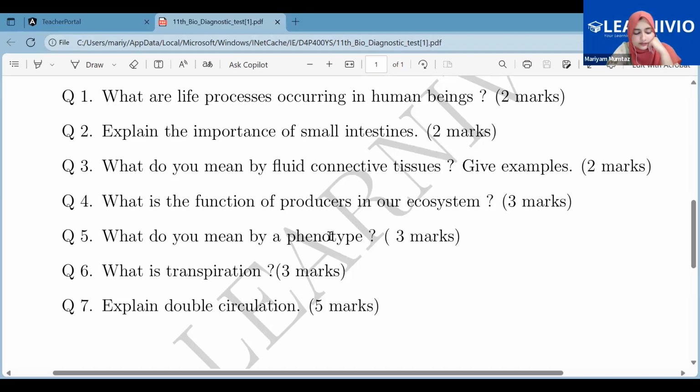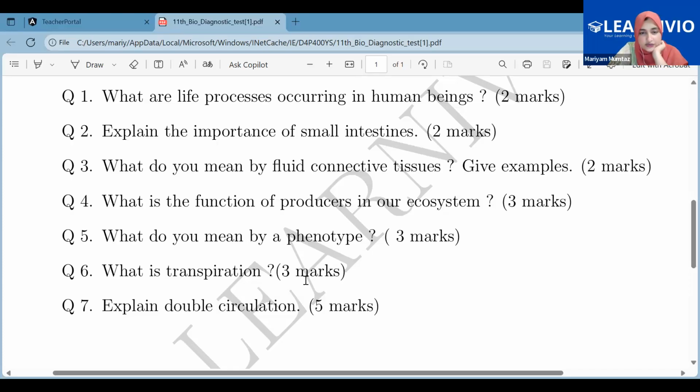Okay. What do you mean by a phenotype? The characters in plants which can be observed. The externally observable characters. The physical appearance. Can you give me any example of it? Tallness. Tall. All right.